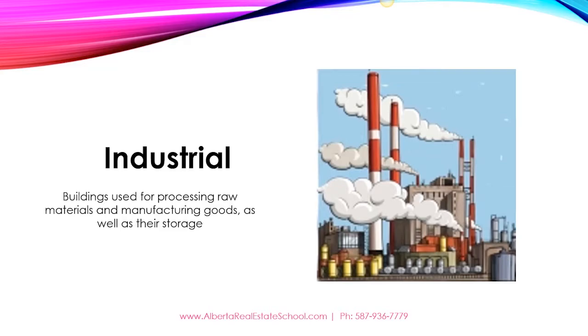The definition is buildings used for processing raw materials and manufacturing goods, as well as their storage. Here we are looking at buildings such as warehouses, factories, plants. All of these would fall under the category of industrial real estate.